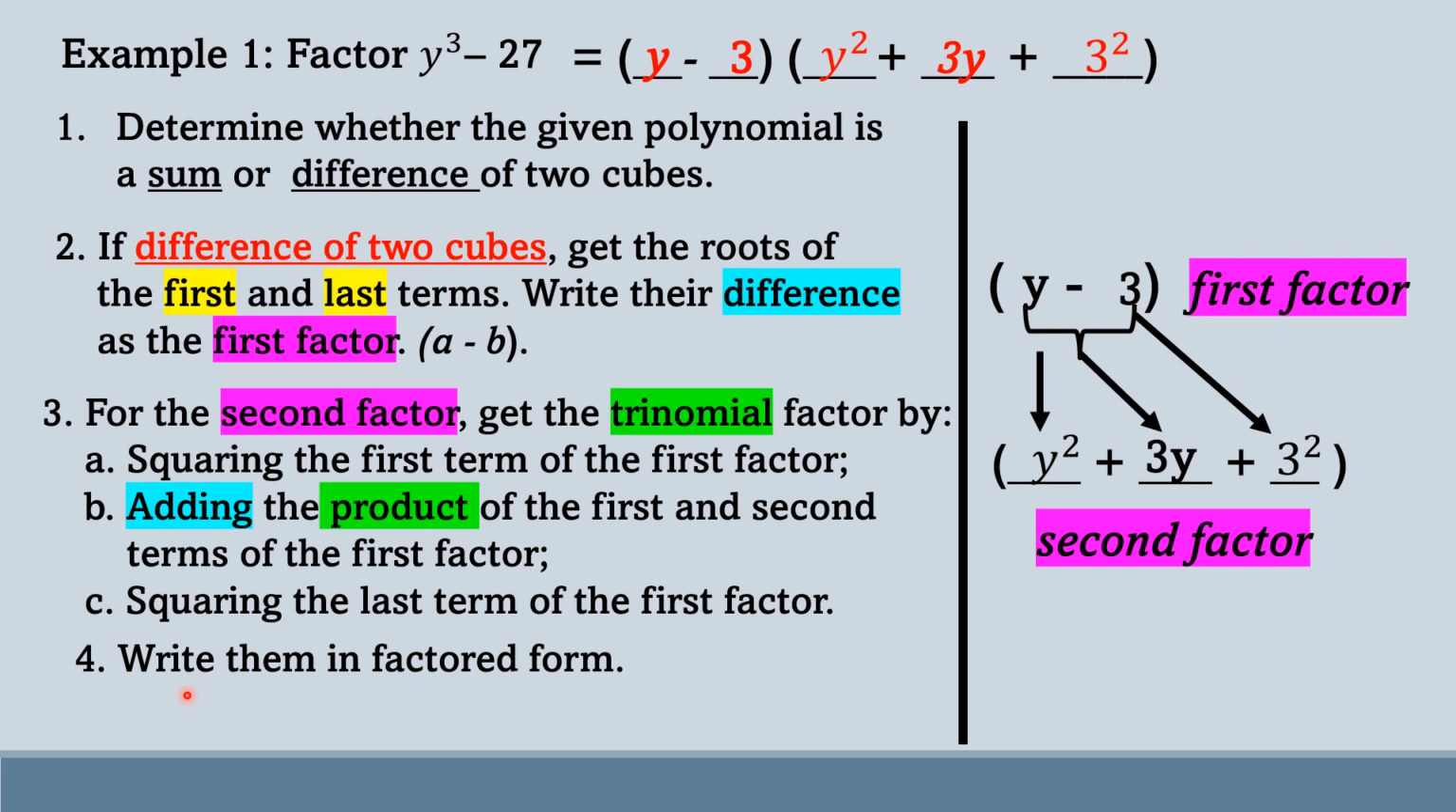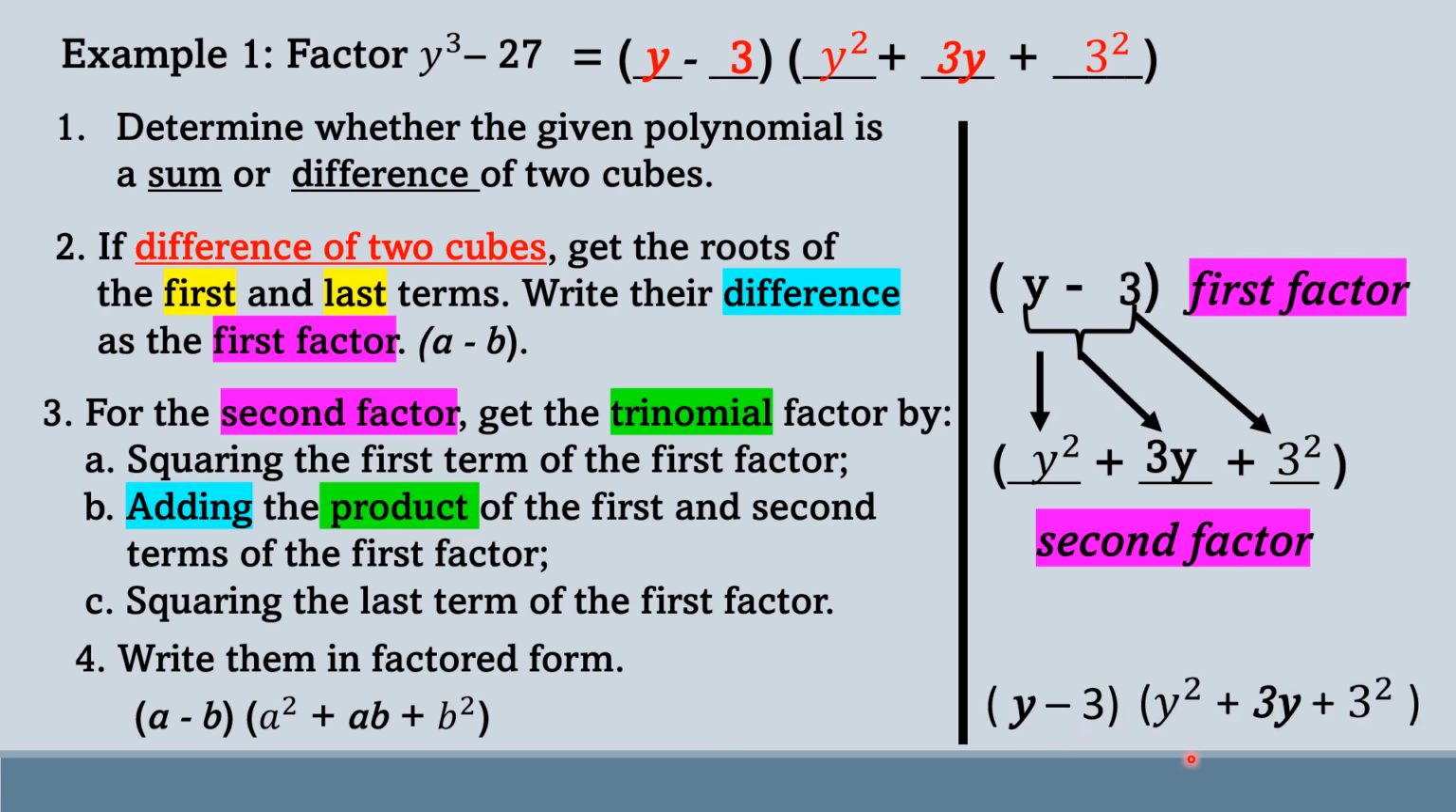Last step, we are going to write them in factored form. So the factored form of our first and the second factors will be the quantity of y minus 3 times the quantity of y squared plus 3y plus 3 squared. So if we're going to factor y cubed minus 27, the complete factors are quantity of y minus 3 times quantity of y squared plus 3y plus 3 squared.